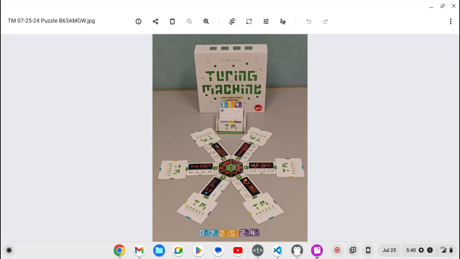Let's begin. Today's July 25th, 2024, and we're solving the Daily Turing Machine Puzzle. Today's puzzle uses 6 criteria cards and 6 verification cards. Let's go to turingmachine.info for the details.